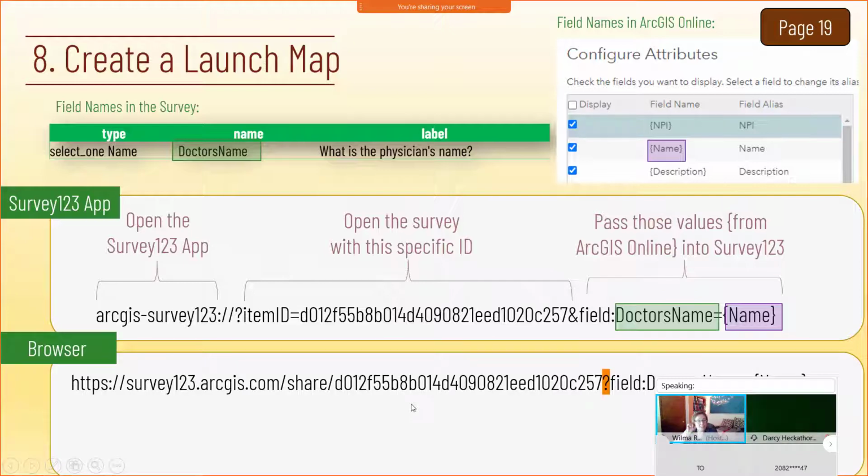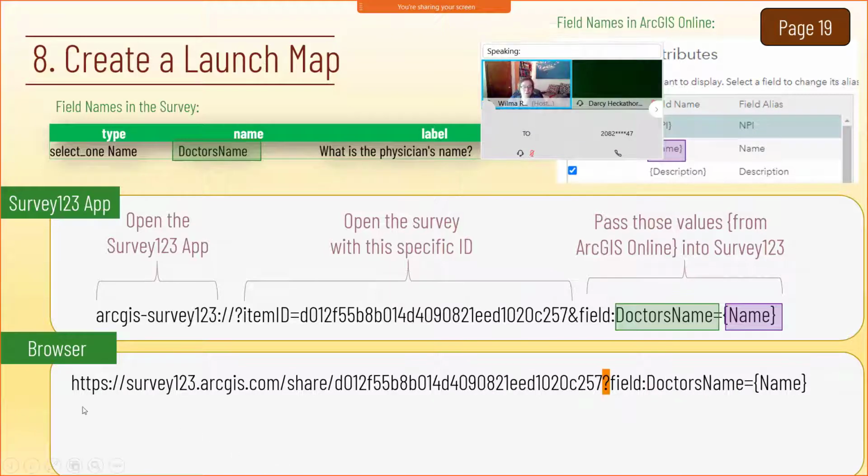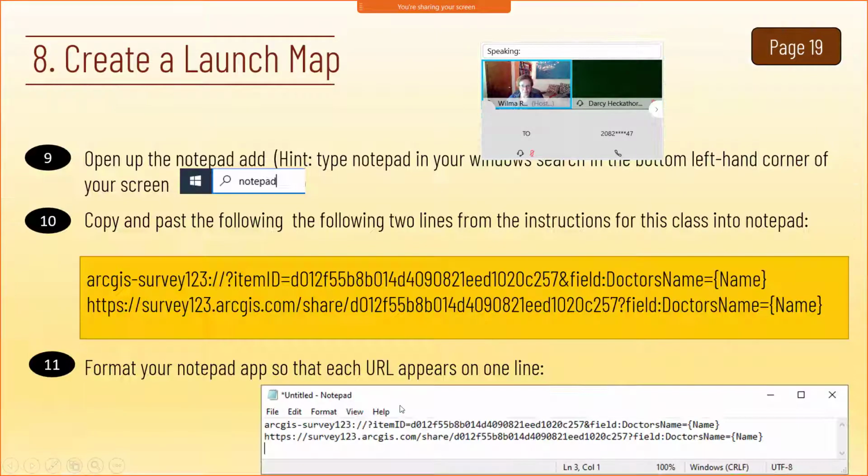Similarly, in the browser, there are only minor differences. The first part's different. It says open the browser and the Survey123 website, so you can tell that's a little different. The unique ID for your survey is still the same. And where there's an ampersand on the URL, for the browser it just asks you for a question mark, because then it knows that everything after the question mark are those different values that you want to pass into your survey.